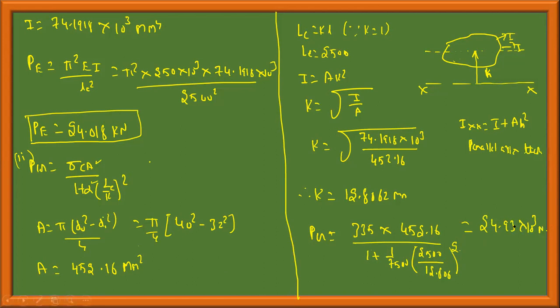That's all. Euler predicted it fails at 24.019 kilonewton. Rankine's crippling load theory also predicted almost the same. It fails at 24.93 kilonewton. Next problem.